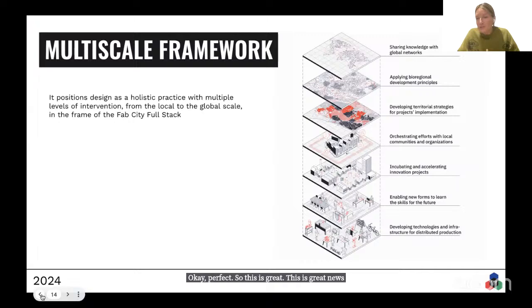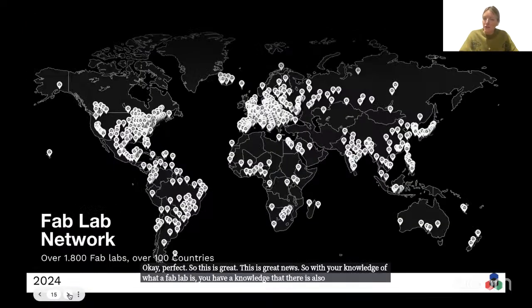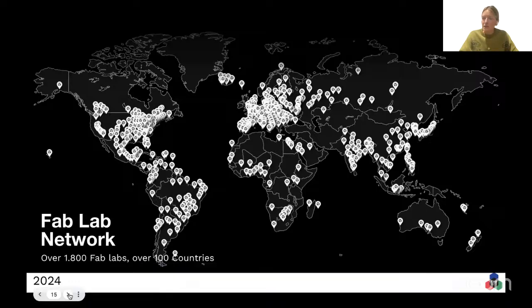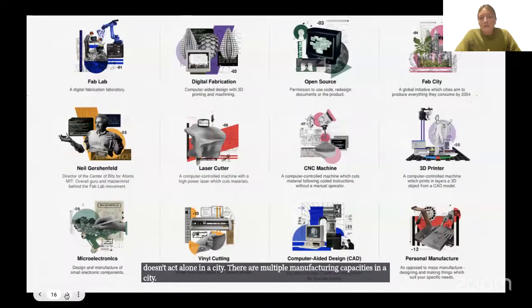So with your knowledge of what a Fab Lab is, you have a knowledge that there are also some 2,800 of these globally, right? And here it says 1,800. That is out of date. Now there's 2,800, so almost 1,000 more across the world, which create a syndicated production facility across the world, right? And we know also that the Fab Lab doesn't act alone in a city. There are multiple manufacturing capacities in a city. So these are things in a Fab Lab.